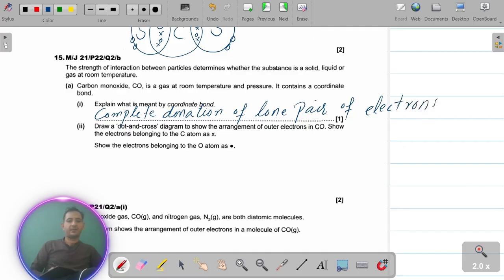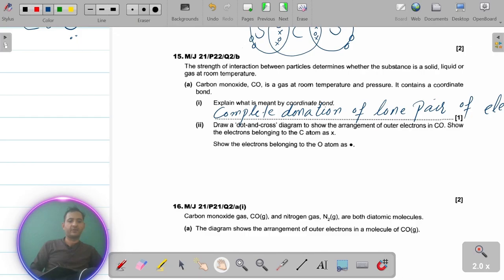We know in a coordinate, or dative covalent, bond, for example, we have ammonia. It has a lone pair of electrons, and we have H positive. It is deficient of electrons, while ammonia is electron rich. This lone pair of electrons is attracted and donated. It is donating this pair of electrons to H positive, and this bond is a coordinate covalent bond.